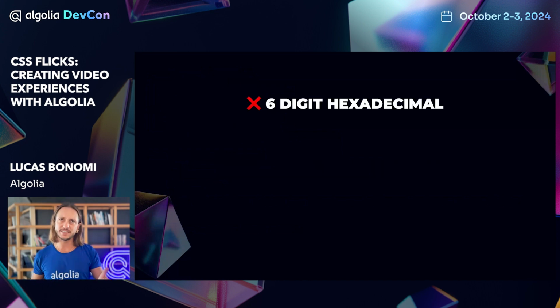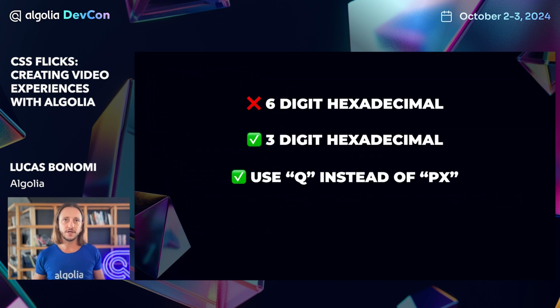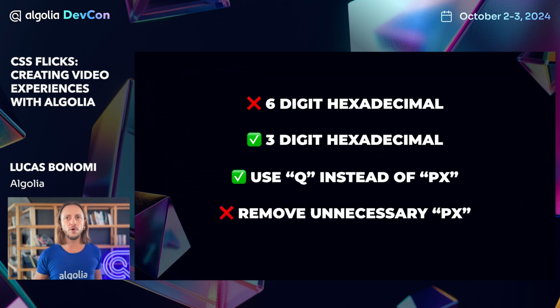So I removed the 6-digit hexadecimal. As you've seen, I'm only using 3-digit hexadecimal. I use Q instead of PX, Q being a shorter unit than px that I can use. Instead of saying 0px 0px, it's 0q 0q. And I remove all the unnecessary px occurrences.